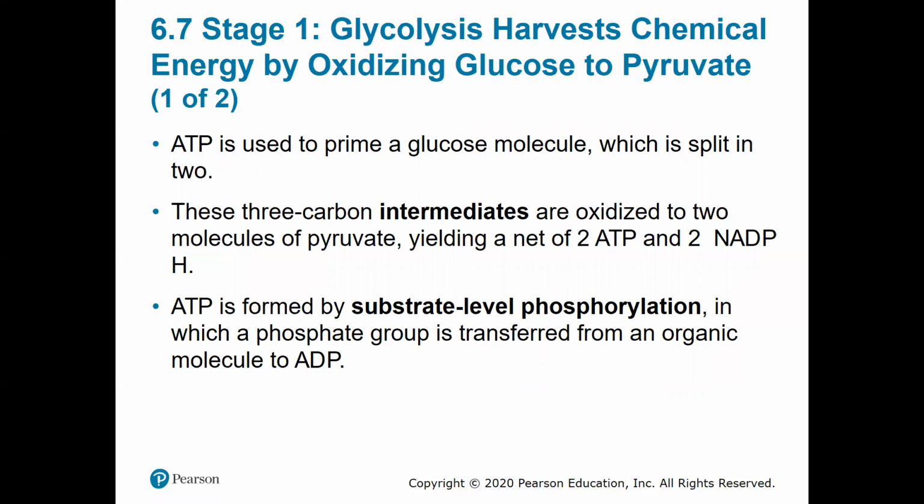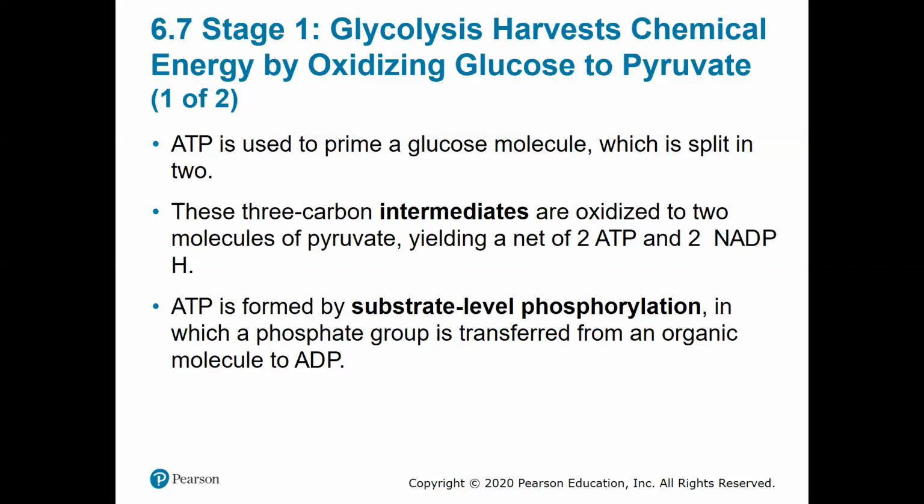But the end result is you're going to create two molecules of pyruvate, yielding a net total of 2 ATP and 2 NADPH molecules. Now, these are energy molecules. ATP is the energy molecule that can be readily used. It can be used immediately. NADPH, though, cannot be used immediately. It is just a carrier. It's carrying energy in the bonds of NADPH. That NADPH has to then be sent to the electron transport chain, which we'll get to in stage 3.